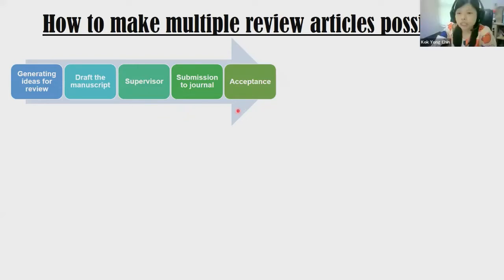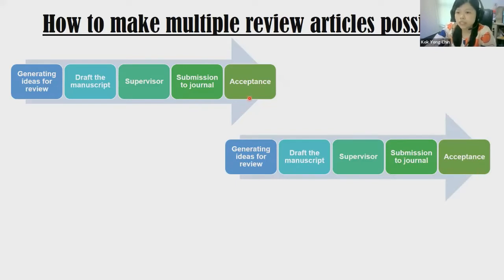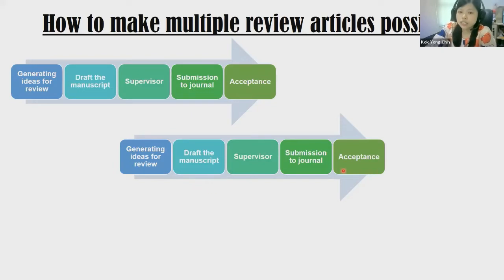So these are the common processes of manuscript submission. But usually the cycle comes again after it gets accepted. If you have new ideas, you can go ahead and write a second review article and the process goes again. But if you want to make more publications, how about moving the step a little bit forward? When you have drafted your manuscript and sent it to your advisor, how is it possible to generate new ideas while waiting for your advisor to check it? You can start generating new ideas and start drafting another manuscript before your supervisor returns your manuscript to you. This is one way that you can make the process faster.